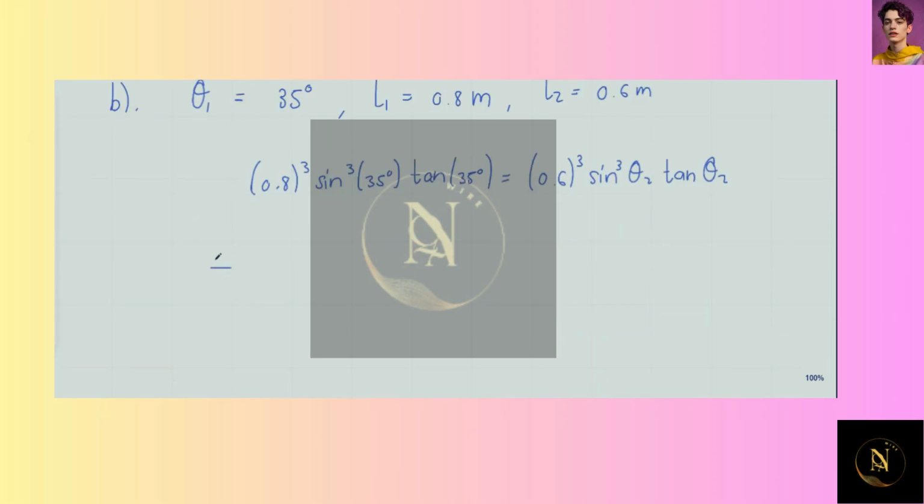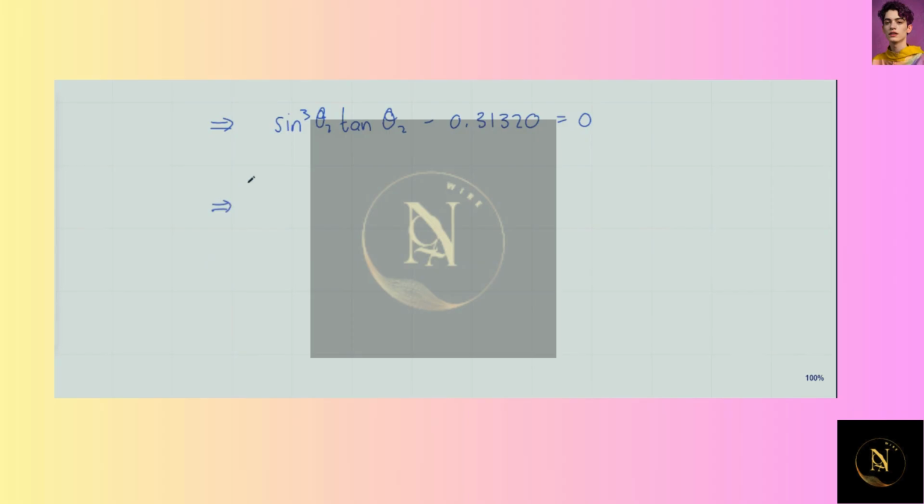We get that the sine of the angle theta 2 cubed times tan of theta 2 minus 0.31320 is equal to 0. Hence, from here we can solve for theta 2, and we get that the angle theta 2 is equal to 43.6 degrees.